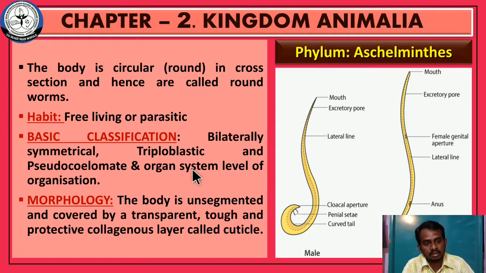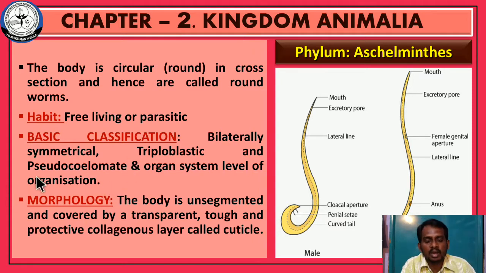Bilaterally symmetrical animal. And once again, I remind you, all the triploblastic animals are bilaterally symmetrical animals. But a bilaterally symmetrical animal means it is a triploblastic animal. And for the first time, the false body cavity, that is pseudocoelomate, is seen in Aschelminthes. It is an expected one-mark question for your competitive exam as well as board exam. Pseudocoelomate animal, and organ system level of organization. These are some basic classification points of phylum Aschelminthes.